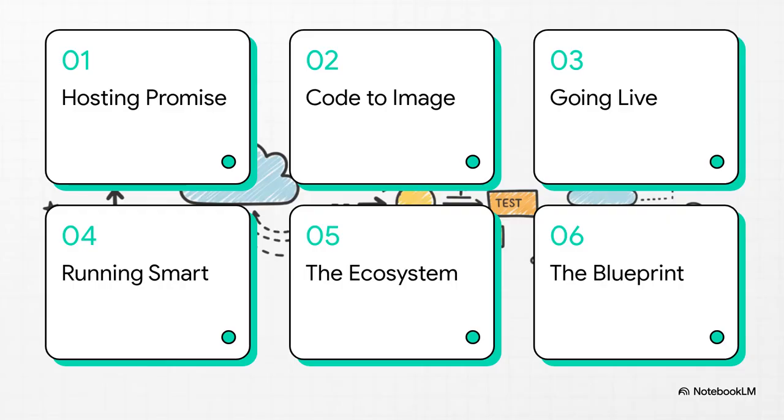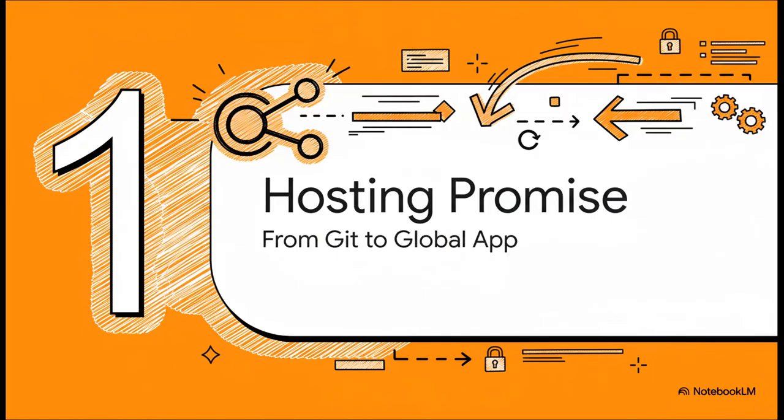So here's the game plan for our journey. We'll start with that big promise. Then we'll follow our code as it gets all packaged up, goes live for the entire world to see, and even learns how to run smartly, all by itself. After that, we'll zoom out and look at the whole neighborhood it lives in, and finally, we'll put that complete blueprint together. All right, part one.